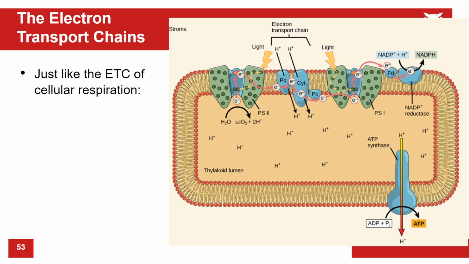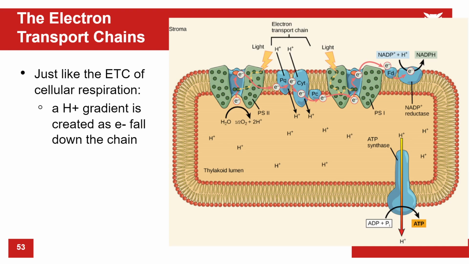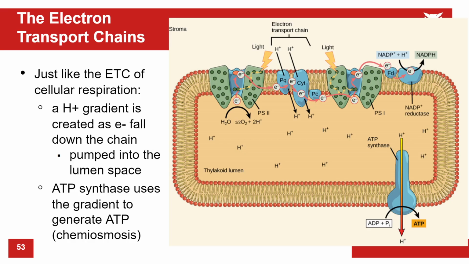So just like the electron transport chain of cellular respiration, the hydrogen ion gradient is created as electrons fall down the chain, and the hydrogens are pumped into the lumen space. ATP synthase then uses that gradient to generate ATP, called chemiosmosis. Just a moving of hydrogen ions.